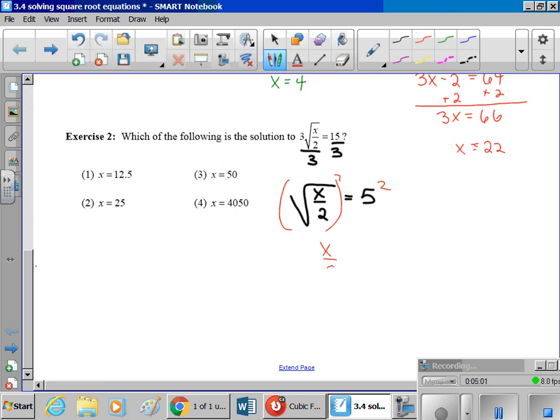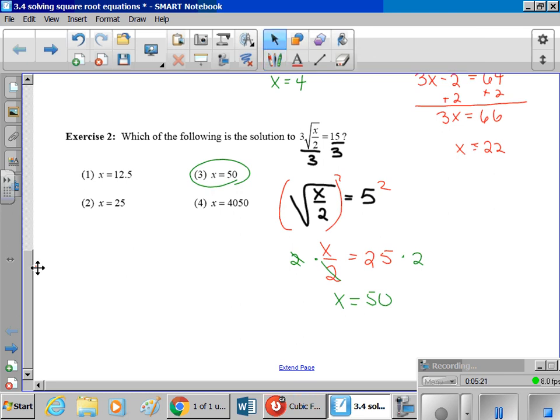And you get x over 2 is equal to 25. And now to get rid of the 2, we multiply both sides by 2. 2's cancel, and x is equal to 50. So here's our answer. Very similar to the problems that we did in exercise 1.